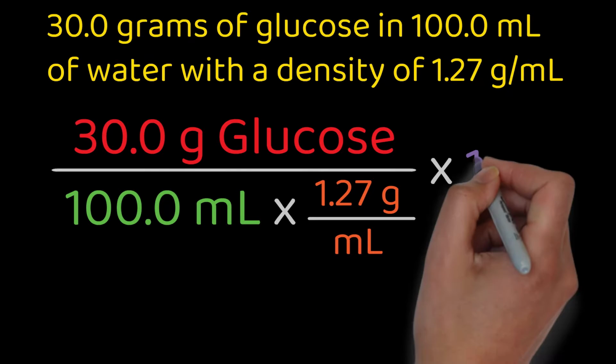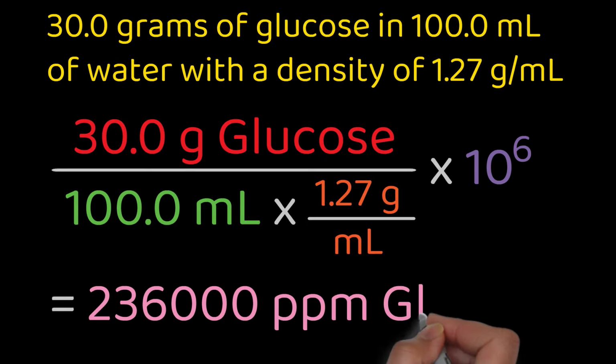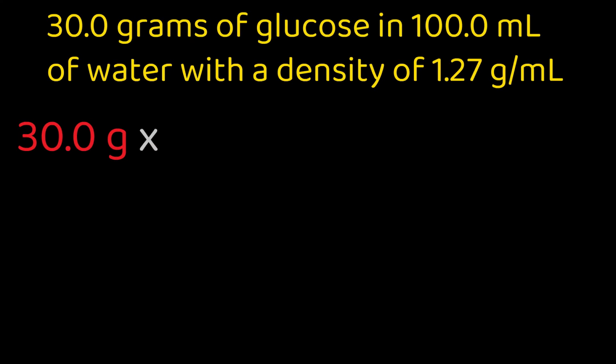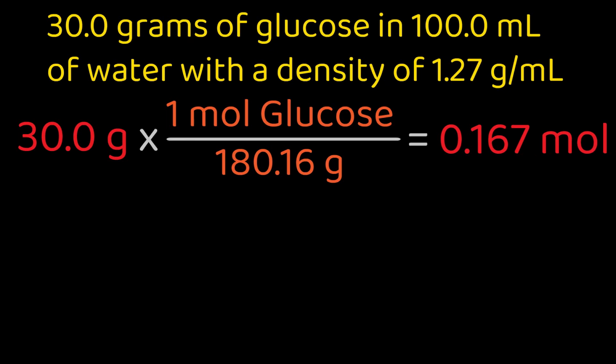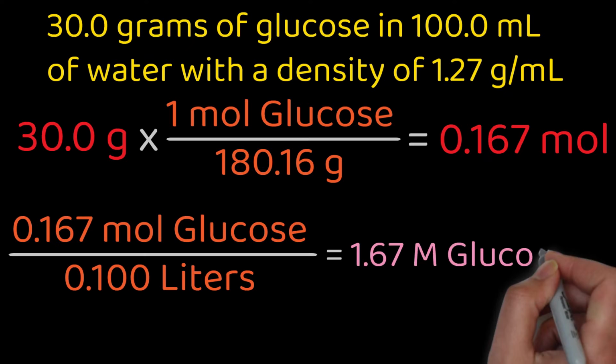For parts per million, we do the same calculation, but multiply by a million. We get 236,000 parts per million. Molarity is something we've done a lot, so we won't go over the details. The molar mass of glucose is 180.15, and we get 1.67 molar glucose.